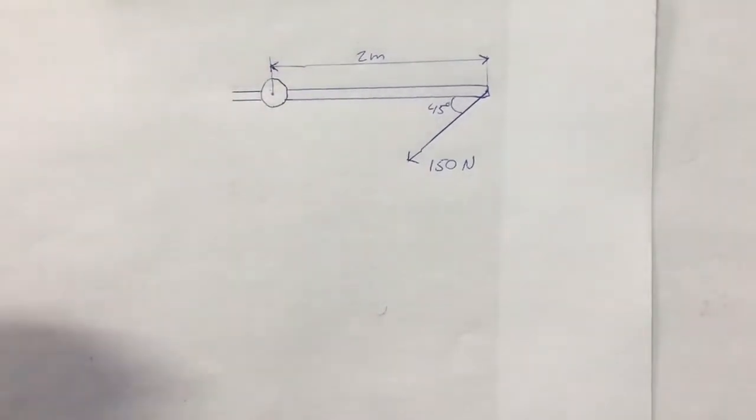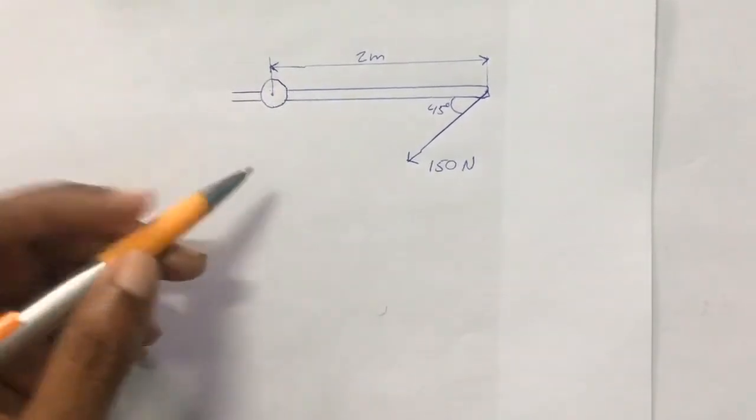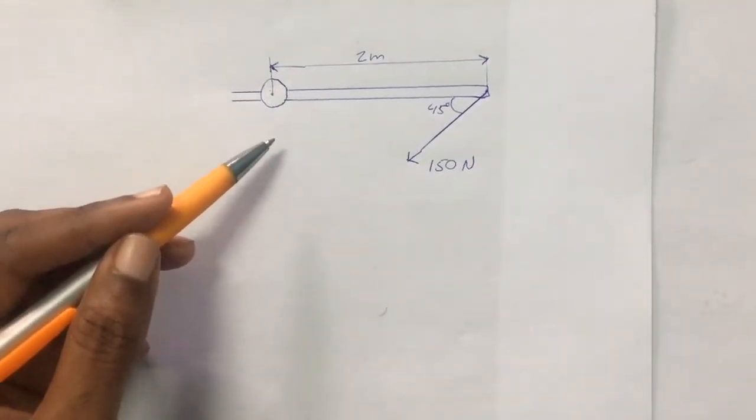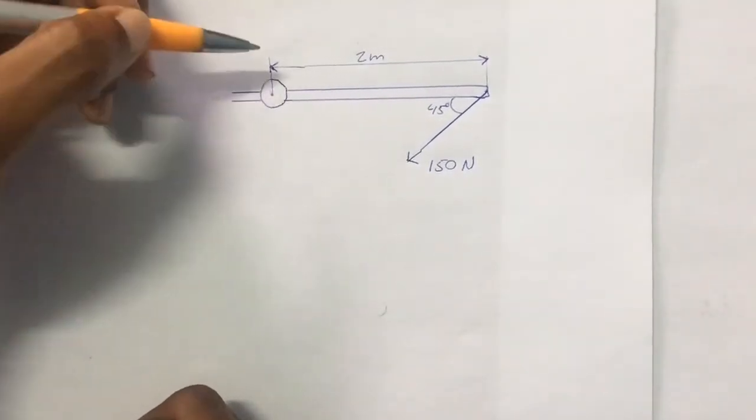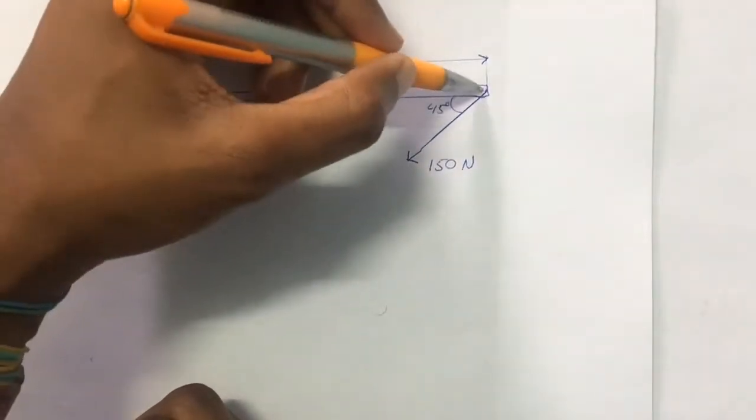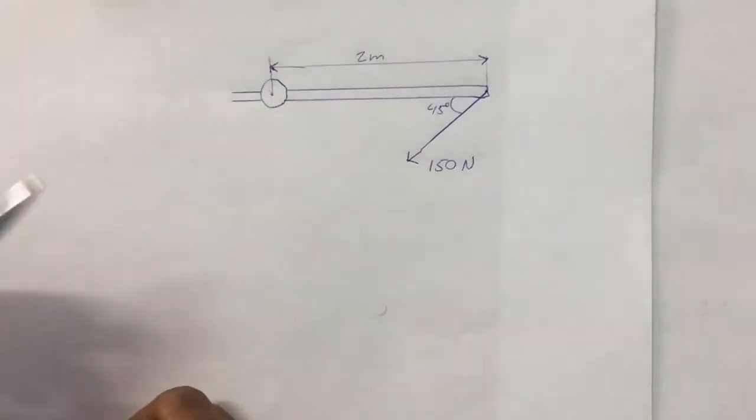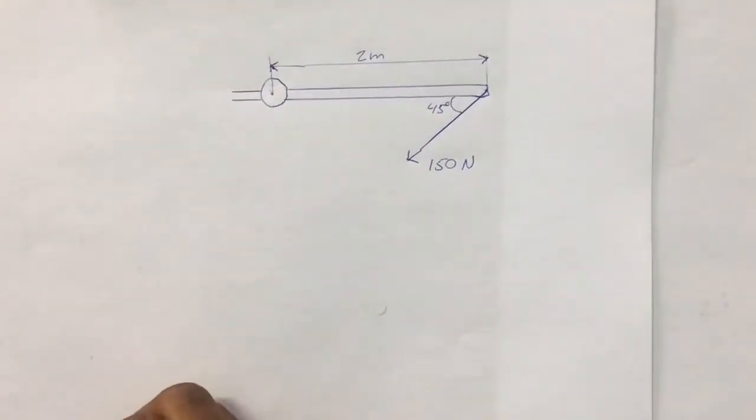So now the first thing we need to do in order to solve this problem is to identify the moment arm. Now some might say that the moment arm is measured from the pivot point all the way to the end where the force is acting, but that is actually incorrect because it's not making a 90-degree angle with the force. Remember, the moment arm always makes a 90-degree angle with the force which acts upon it.